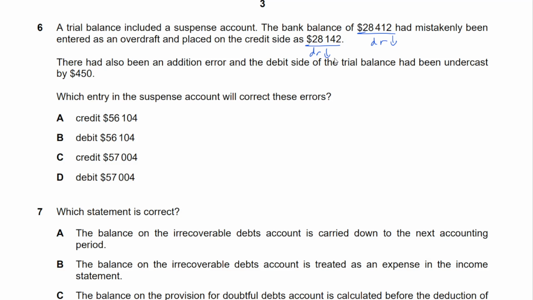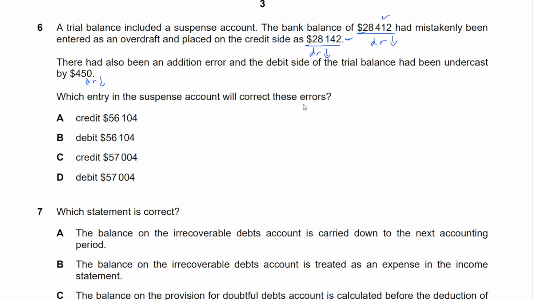Look, you need background knowledge for this, right? You need to know what I'm talking about. You need to have some basic knowledge of how a trial balance works. Okay. There had also been an addition error, and the debit side of the trial balance had been undercast. So this causes a shortage on the debit side, and then this further causes a shortage on the debit side. So all of these are working against the debit side, all these errors. Well, let's just add them up, and then, well, which entry in the suspense account will correct these errors? Okay, now this is interesting. First, let me just add this all up.